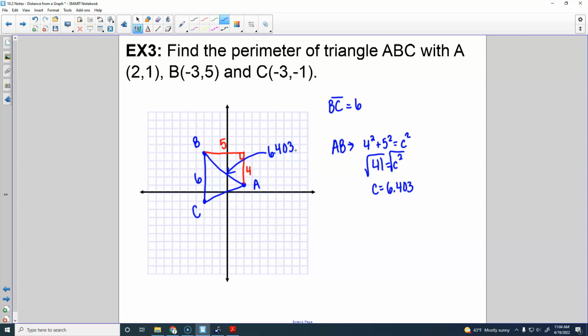But we are not done, because we've got to find AC. So for AC, we're looking at the length of this side right here. I am going to draw this triangle below right here. Okay, so the length of this side here is 2. This bottom side is 5. And so, Caroline, how would I set this one up?